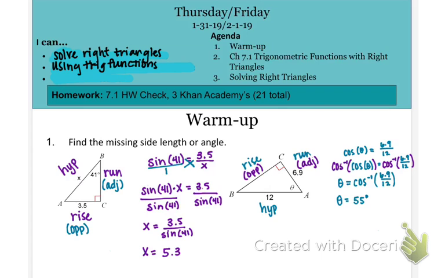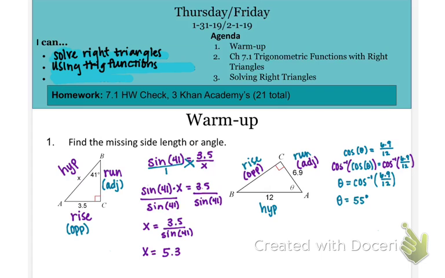In the first problem, we're trying to solve for the side length x. So we can see that we know what the rise is, and we're trying to find the hypotenuse. So sine is going to give us that rise over hypotenuse ratio. So we can set up sine of 41 equals 3.5 over x. We can cross multiply and then divide by sine of 41 to get x all by itself. Finally, we can use our calculator and get that x is 5.3.